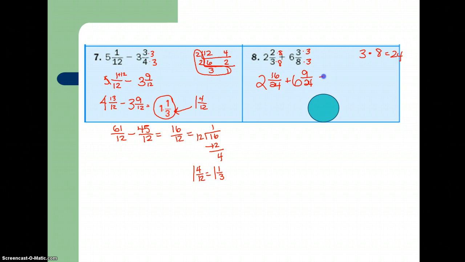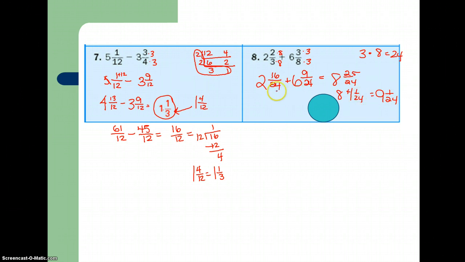2 ways to do this. Because you can't take 16 plus 9, it's always difficult with the subtraction, but you can't take 16 plus 9, so you could just add it together and get 25 over 24. 6 plus 2 is 8. And then because this is an improper, make that into a mixed number, add the 8, and you'll get 9 and 1/24.